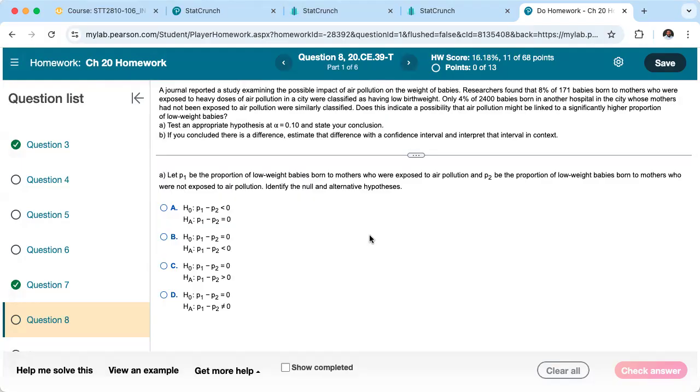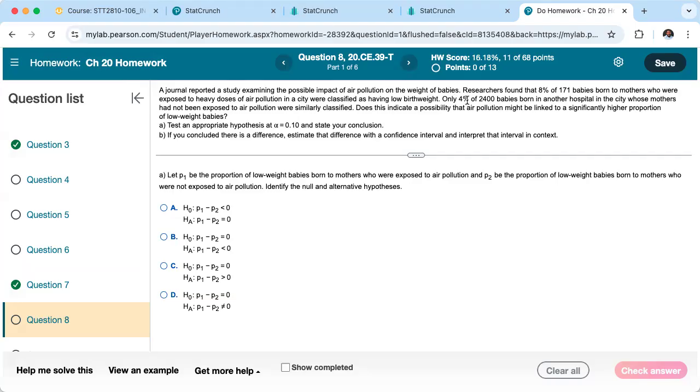So to do 8, it's important that we read the problem. A journal reported a study examining the possible impact of air pollution on the weight of babies. Researchers found that 8% of 171 babies born to mothers who were exposed to heavy doses of air pollution in the city were classified as having low birth weight. So these were people who were exposed to heavy pollution.